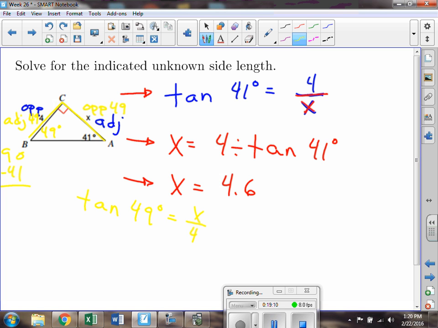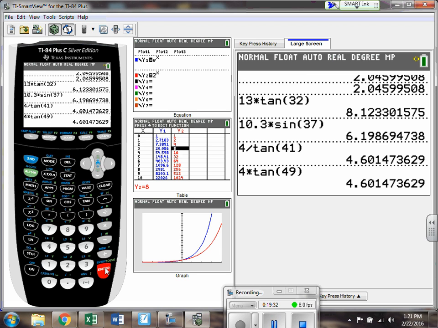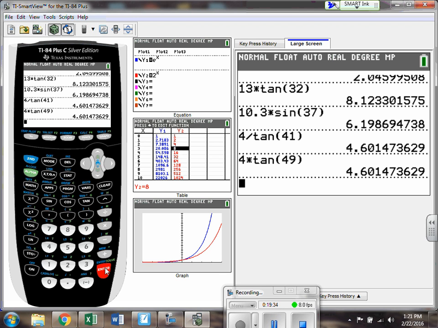And this is much simpler to solve algebraically. All I have to do then is multiply by 4, and it's the same type of thing as what we were doing with the first ones. 4 multiplied by the tangent of 49 degrees. And we'll go to the calculator and verify 4 times the tangent of 49. I have the exact same answer. 5 different ways of getting the answer. I don't care which one you use. Pick the way that you like best. Pick the one that you feel is easiest.